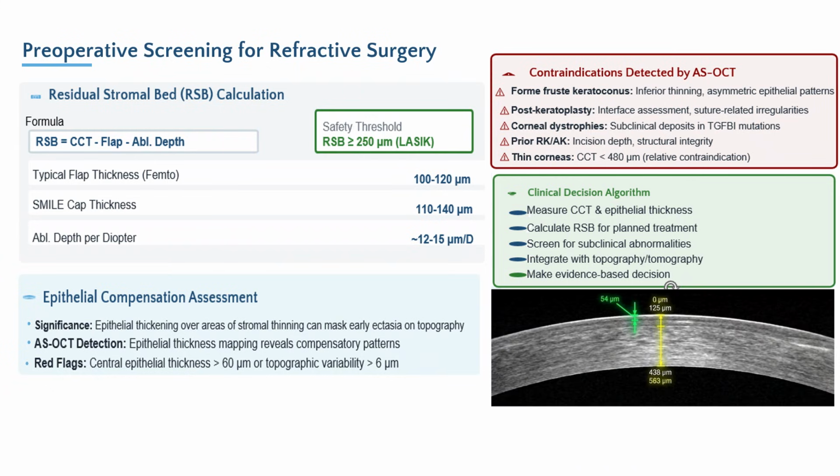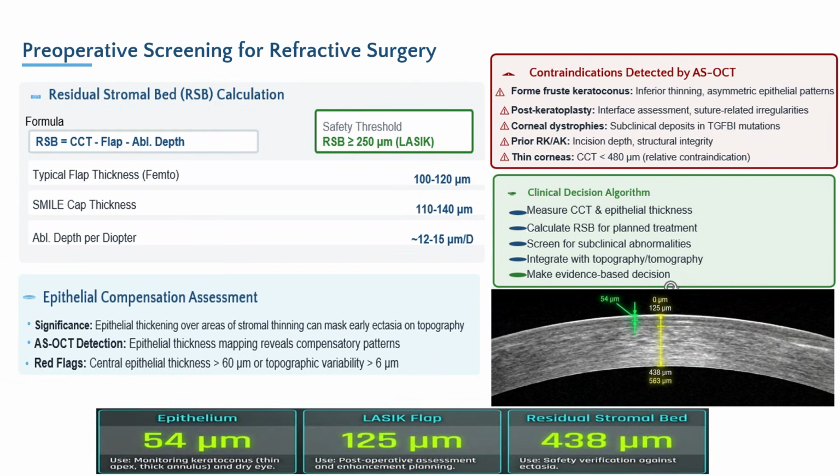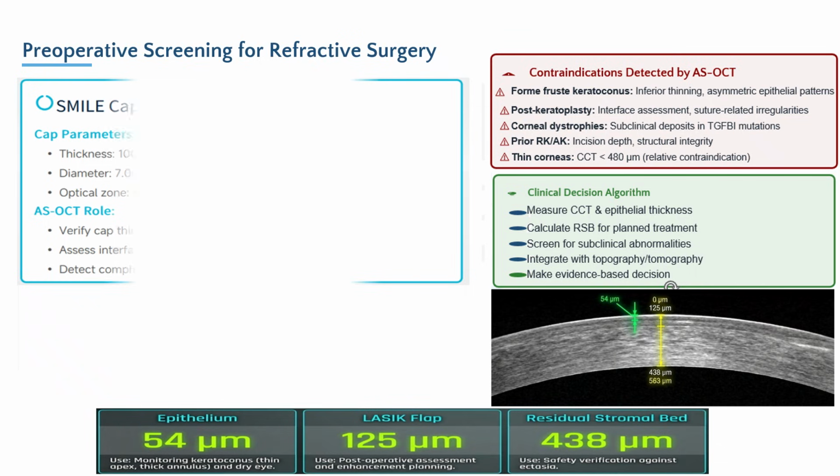Now, this is an example of a case who underwent a LASIK procedure. You can see here that this is the epithelial thickness, 54 microns, and this is the flap thickness, 125 microns, and the residual stromal bed is 438. So the total thickness of the cornea is around 500. So this is a good case that underwent a LASIK procedure. So in this way we can precisely determine the eligibility of the patient for refractive surgery.